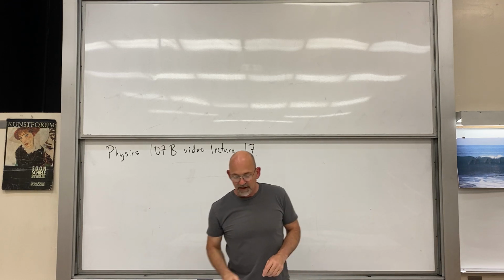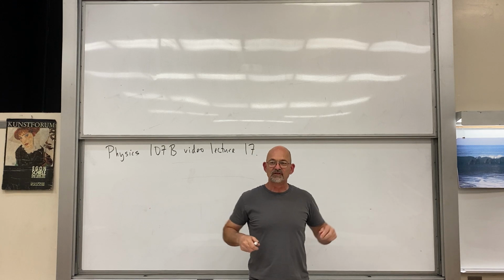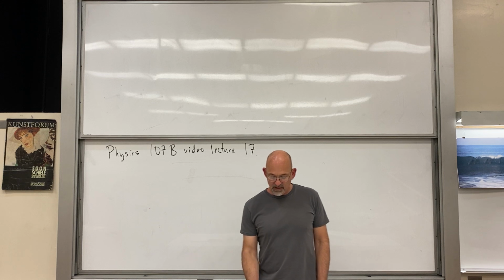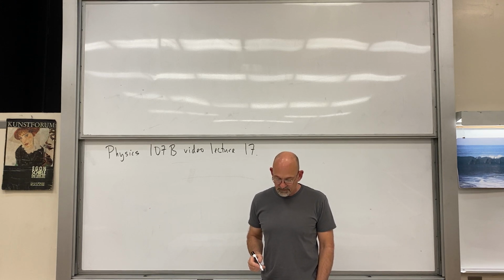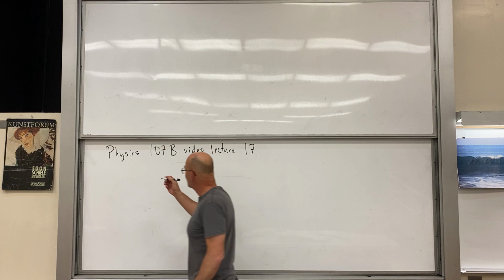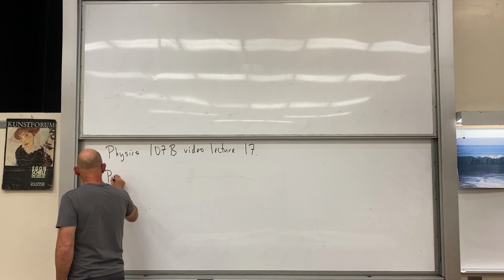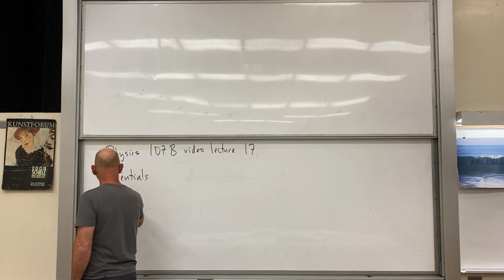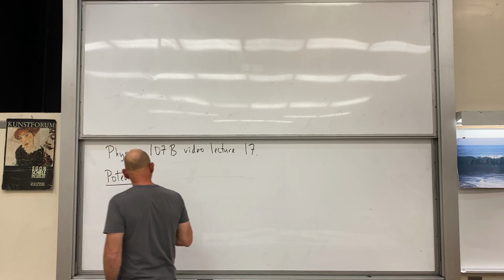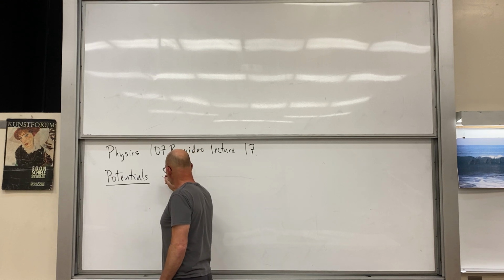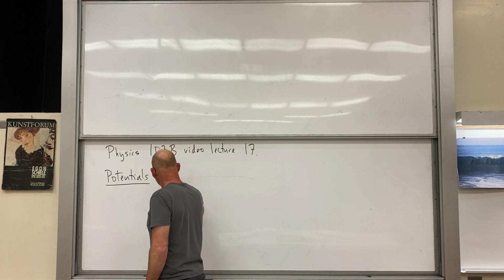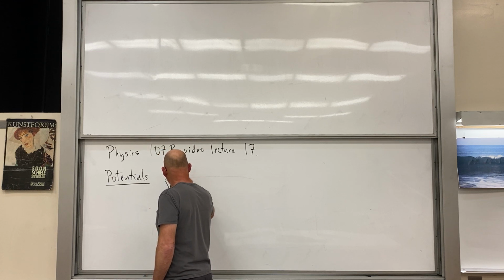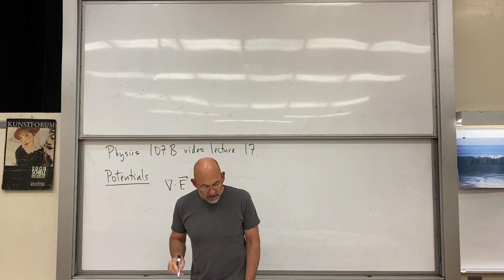So we're in the middle of the potential formulation of electromagnetism. Let's write down what we had arrived at last time. We have potentials. So we have four equations, and start with the divergence of E. Actually, no, that's not where we're starting.